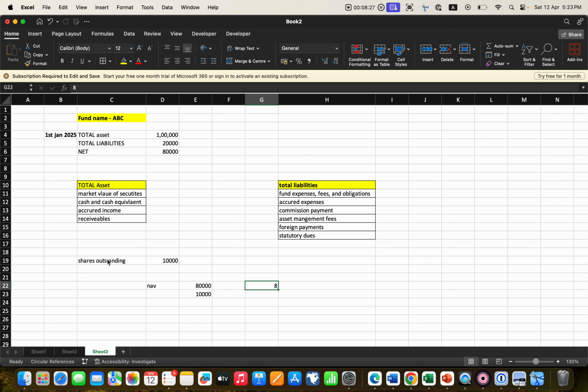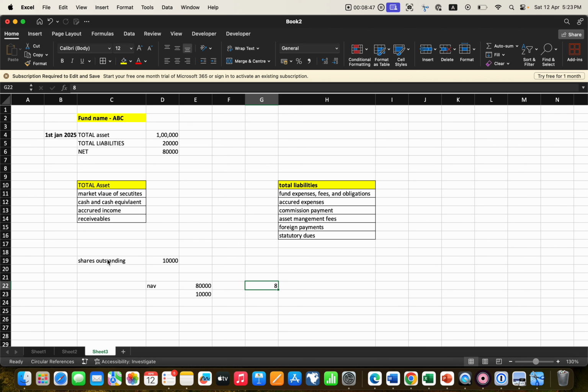So NAV per share is $8, or if we calculate in rupees, it is 8. So this is how it will be calculated. Next day, if some security gets added, if a security gets sold, or some profit has been booked, or redemption has been booked, accordingly your total assets and total liabilities will go up and down.